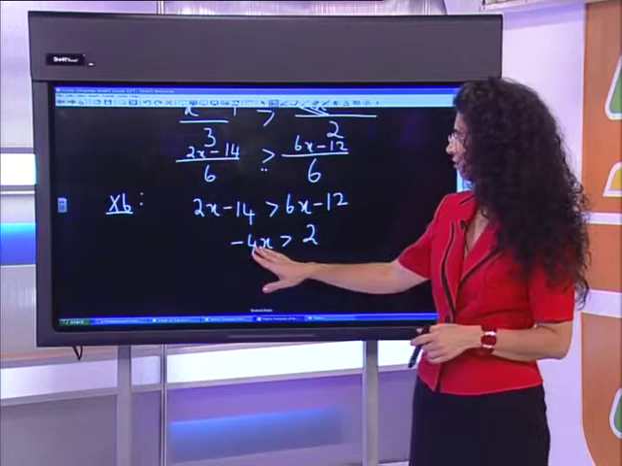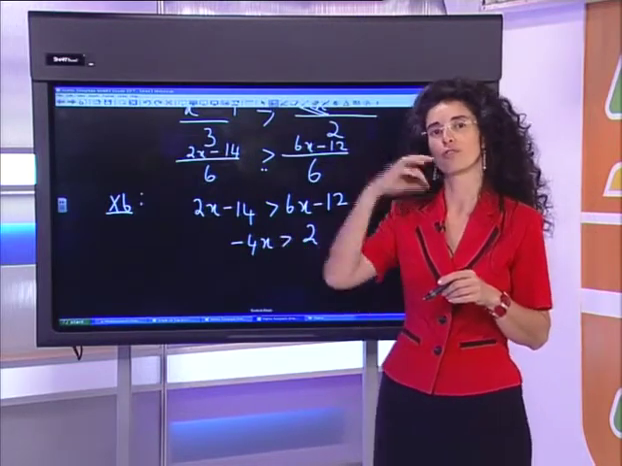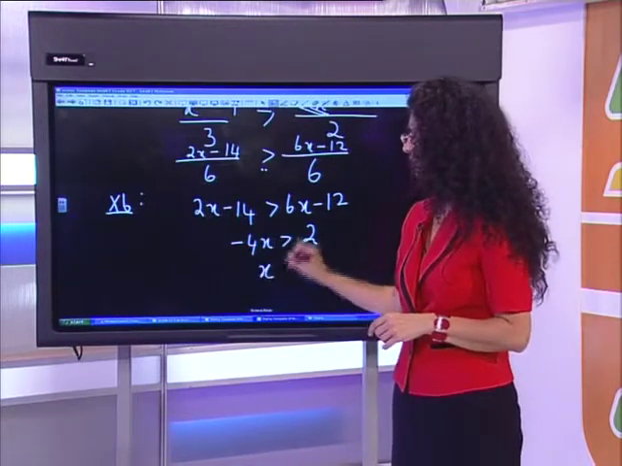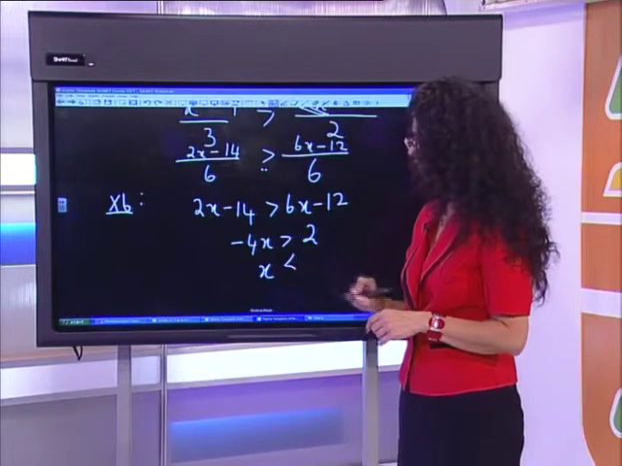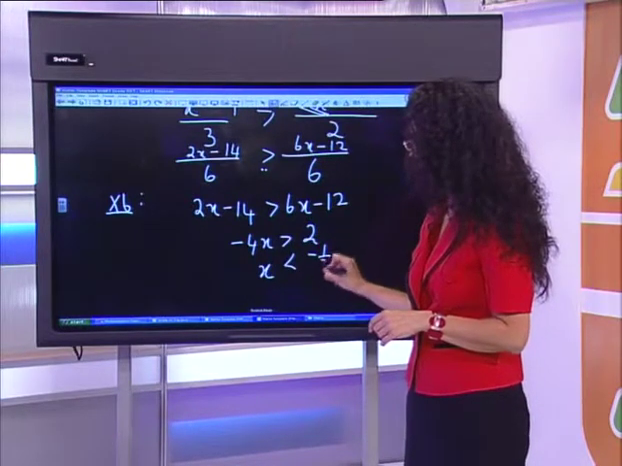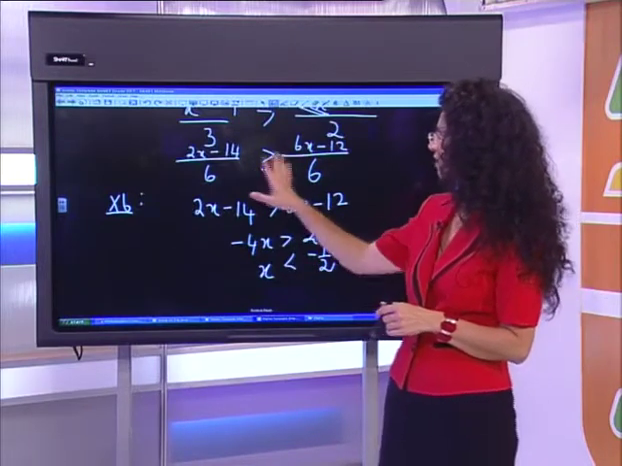And what happens now? You've got a negative 4 that you're dividing by. So a negative will always reverse the inequality. Dividing by negative 4 will give us x, reverse the inequality, must be smaller than 2 divided by negative 4, which is negative a half. Okay, so any number that's smaller than negative a half would satisfy that inequality.